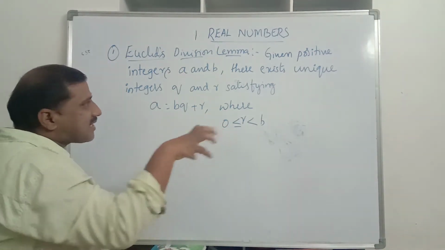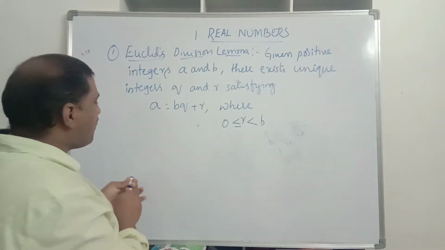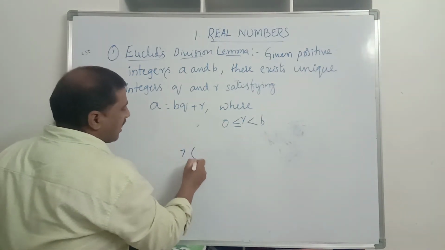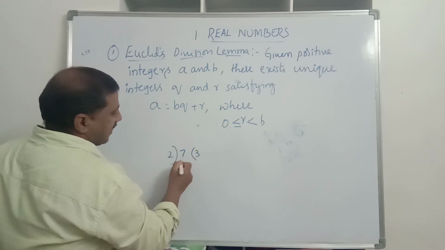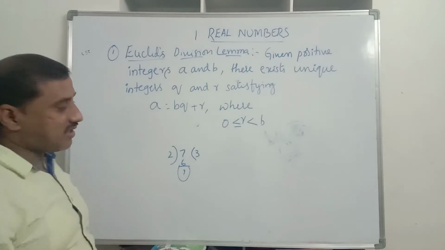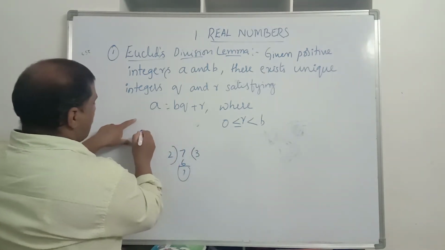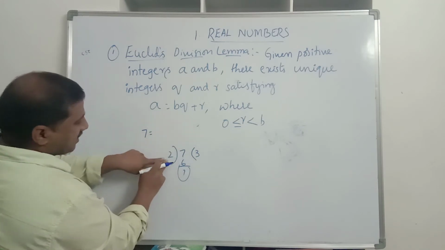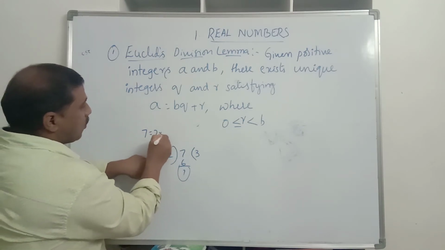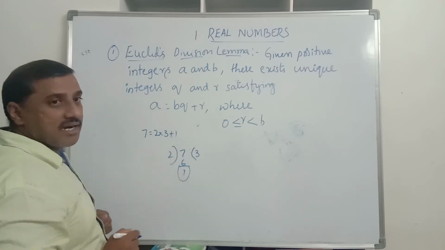As we have discussed previously, when we divide 7 by 2, what we get here is: 2 3s are 6, and 7 minus 6 is 1. 1 is the remainder we got. So this can be written in this form, where a equals 7, b equals the divisor 2, q equals 3, plus the remainder 1.